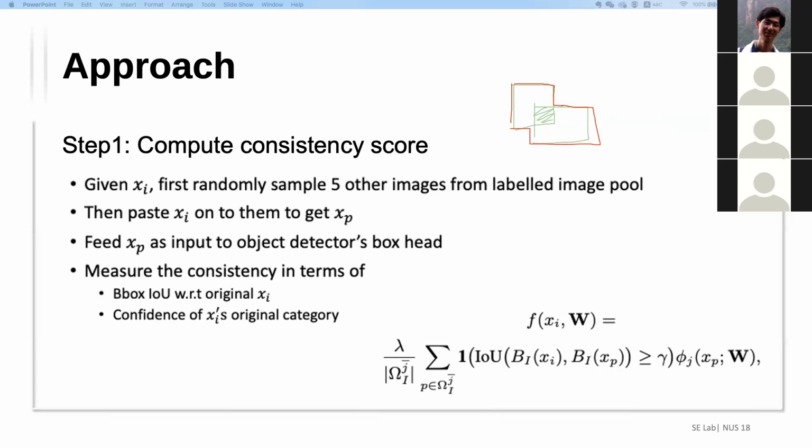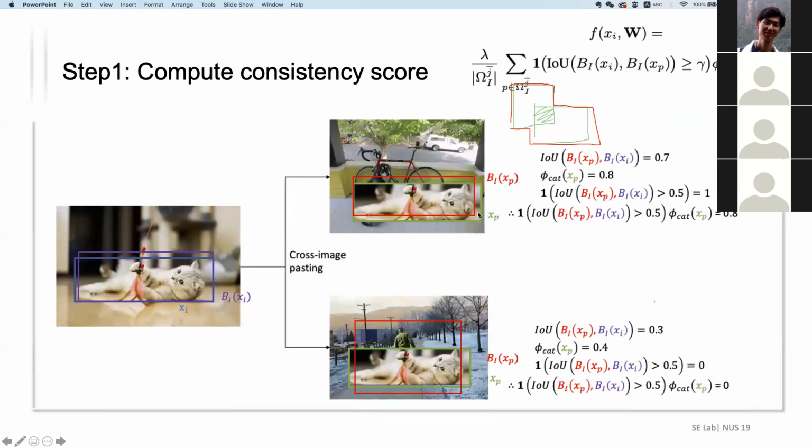So are you saying that you paste the image onto different images and then do the prediction, and if all of them have consistency, then that means the model is very confident with its results? Oh, okay.